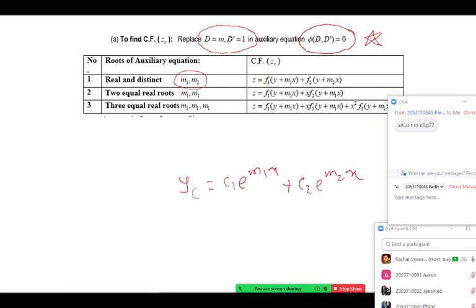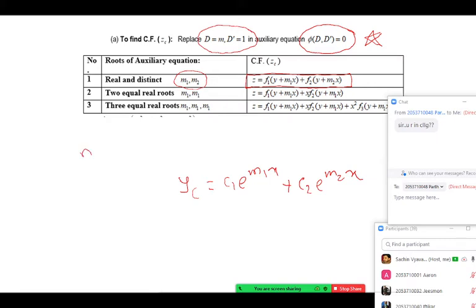The number of arbitrary constants c1 and c2 is equal to the order of the differential equation; that always happens there. And in a partial differential equation, we don't have arbitrary constants; their position is taken by arbitrary functions. So the number of arbitrary functions is equal to the order of the partial differential equation. So if m1 and m2 are the roots, we write its complementary solution, sorry, not particular solution, as f1 of y plus m1x plus f2 of y plus m2x. So it is a function of y plus mx.